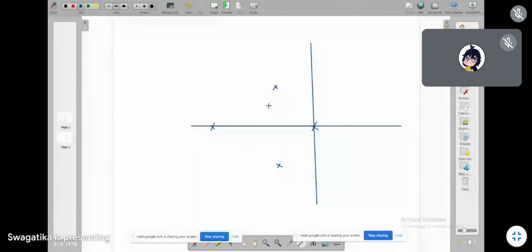If this is minus 2, what is the centroid? Minus 2.5, madam. Yes, the centroid will be at minus 2.5. 10 divided by 4 is minus 2.5.